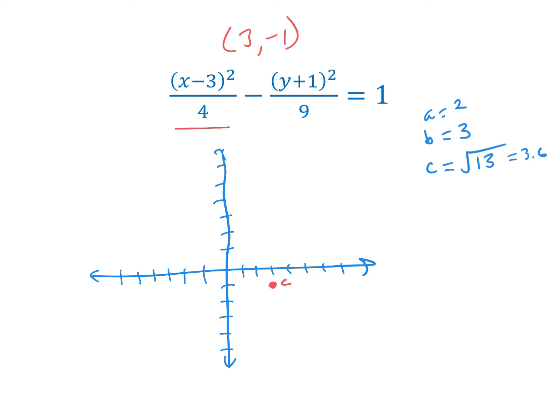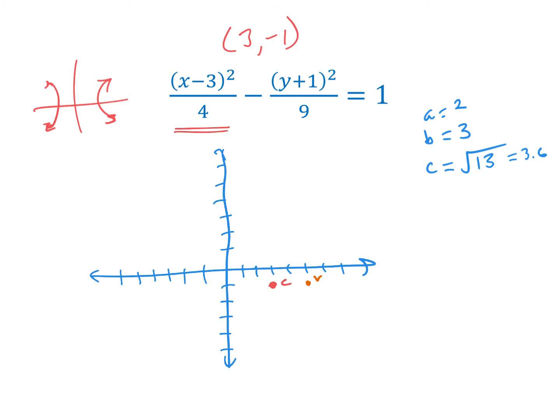Since the x squared is positive, it's going to be opening up to the left and right. So I know my hyperbola is going to look something like this. And to get the c value, which is the distance from the center to your first vertex, that's going to end up being 2 units away. That's going to be my first vertex there.